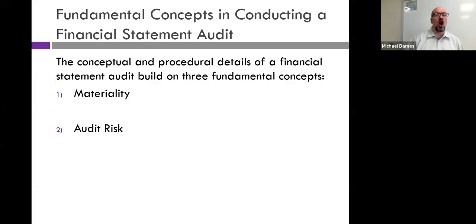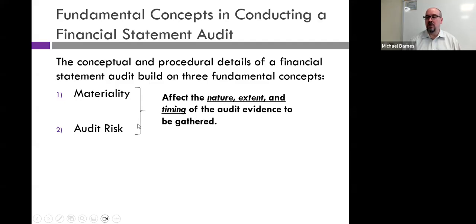Second of these is something called audit risk. And I want to make a side note here. These 2 concepts, materiality and audit risk, combine to affect the nature, extent, and timing of audit evidence to be gathered. So depending on the level of materiality and audit risk that we identify in an audit, or more appropriately, the components of audit risk, which will become more sensible when we get to chapter 4, those affect how much evidence we have to gather, or the nature of evidence we have to gather.